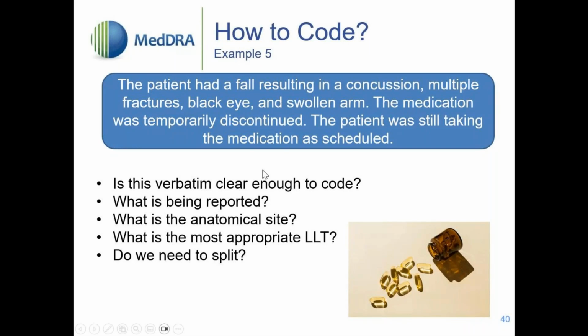Okay, so the patient had a fall resulting in a concussion, multiple fractures, a black eye, and swollen arm. The medication was temporarily discontinued. The patient was still taking the medication as scheduled. So what do we have here? Is this verbatim clear? What exactly is being reported? What is the most appropriate LLT or LLTs? Do we need to split it, or do we have kind of confusing information? What's going on here with this patient?